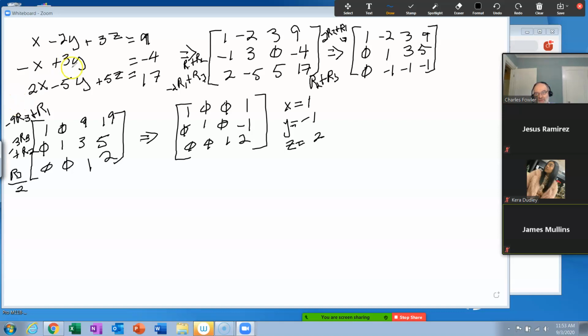There are a couple more steps to do here. Which is easier? Which is faster? They're about equivalent, but this gives us 1, -1, 2, exactly like they got.